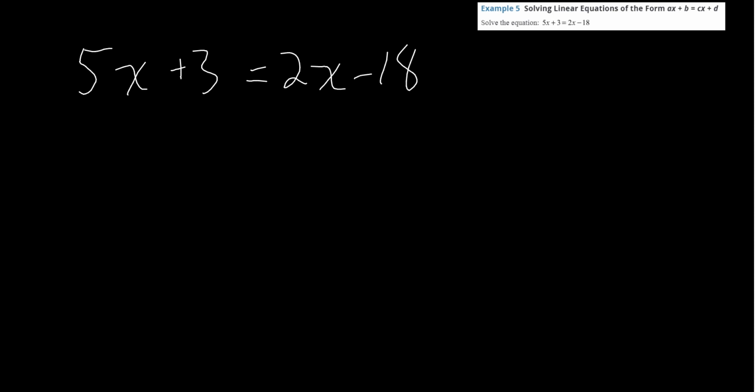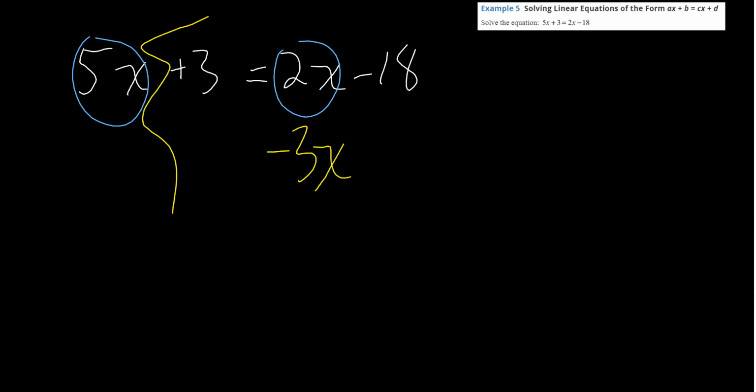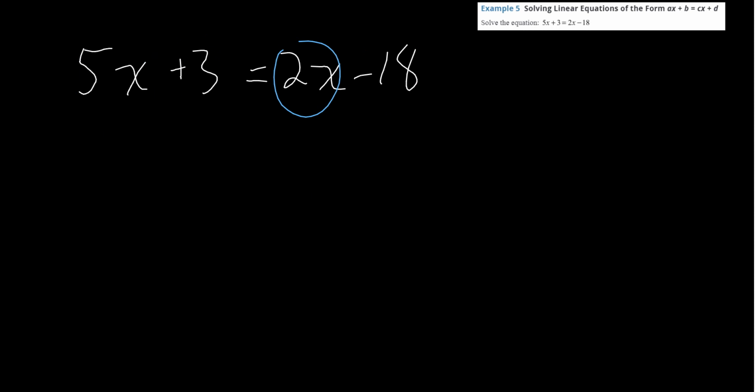We need to get the x's on one side, and we have to get the constants on one side. Most of the time it's pretty easy which side you should get the x's on, because for me personally, I like to make sure that my x's are positive. If I subtracted 5x from both sides, there would be no x on the left side, but we'd have a negative 3x on the right side, and I don't really want to deal with a negative. So instead, I'm going to subtract 2x from both sides.